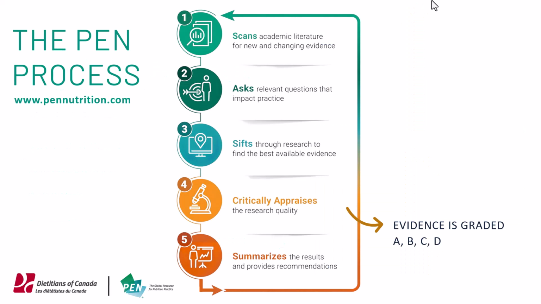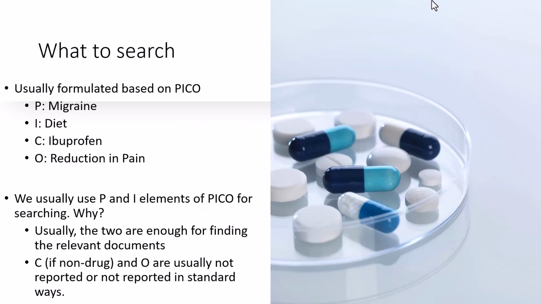And the way that they are processing this content is that they are continuously scanning the literature, they are asking questions, and they sift through the existing literature to find the best ones, critically appraise them, and then summarize them, providing recommendations based on GRADE approach. So it saves a lot of time for those who don't have time to do all of this. But apart from resources, let's say we know the sources, we know the database, how are we going to run searches?